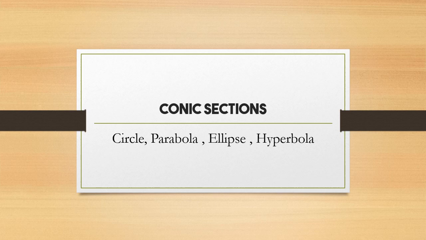If a right circular double-napped cone is made to pass through a plane, then depending on different positions, these four figures will form. These are circle, parabola, ellipse, hyperbola.